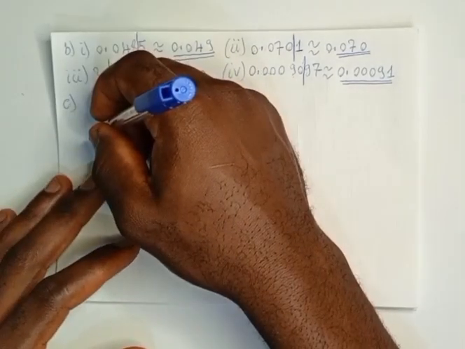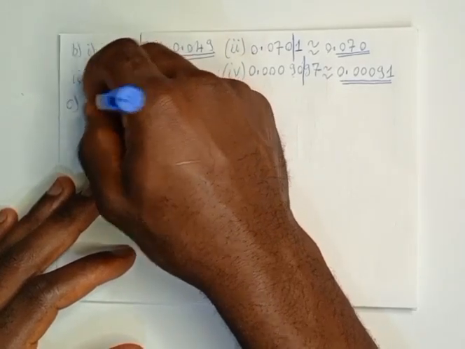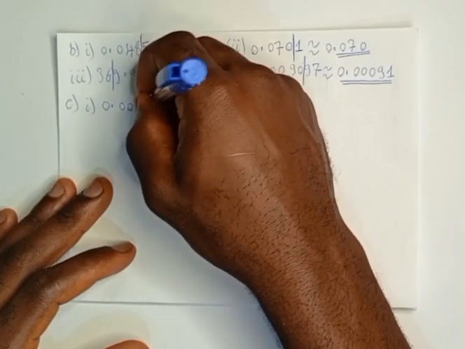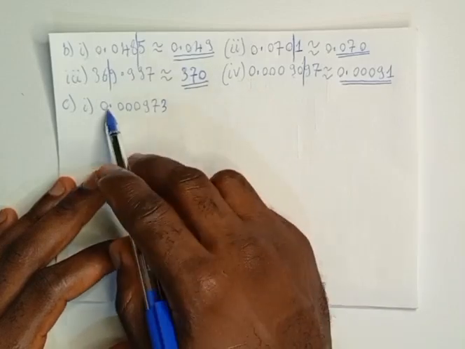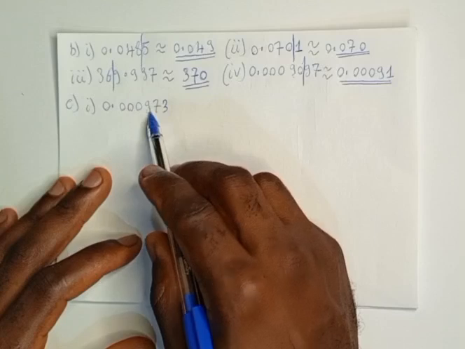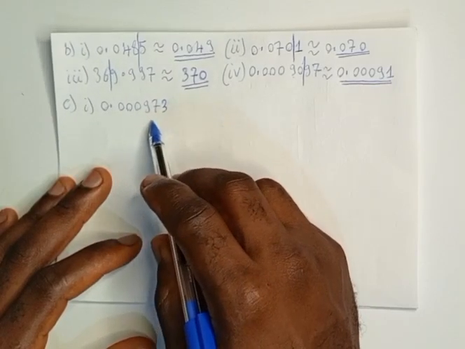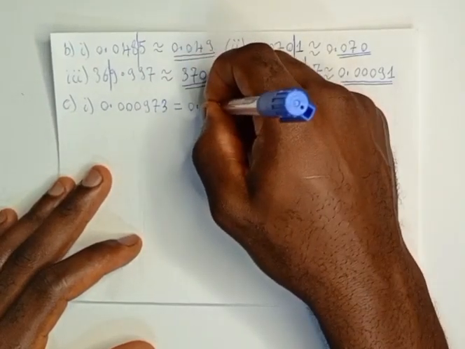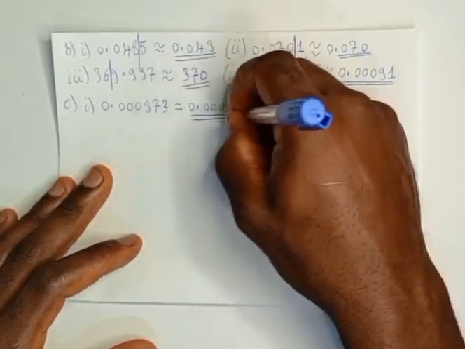For question C, we have to write the numbers to three significant figures. For I, we have the number 0.000973 to three significant figures. Remember these zeros are not significant figures. This is the first, the second, the third. To three significant figures, this number remains unchanged. This will simply be equal to 0.000973. So three significant figures.